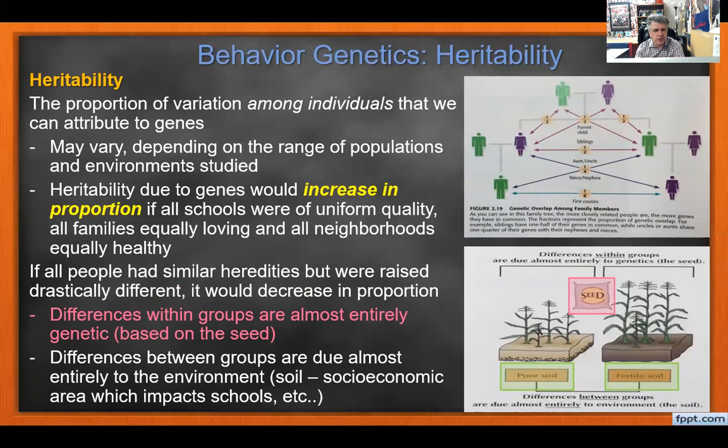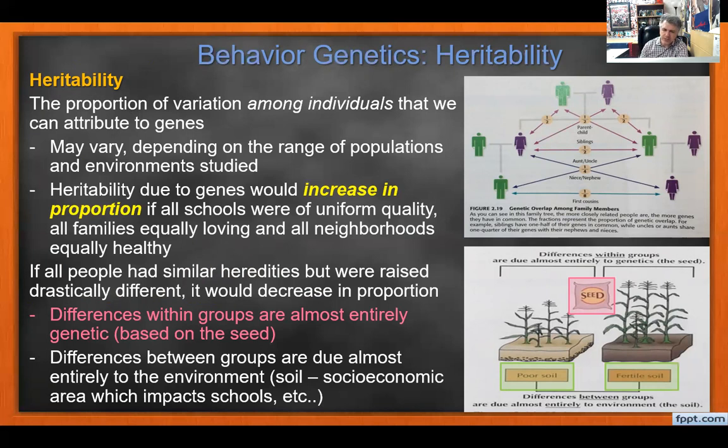So what we do is we look at this idea of heritability, okay? It may vary depending on the range of populations. Heritability due to genes would increase in proportion if everybody went to the same school, if every school had the same teachers, if all families were equally loving, all neighborhoods, everything else. But even if people have similar heredities but were raised drastically different, it would decrease in proportion.